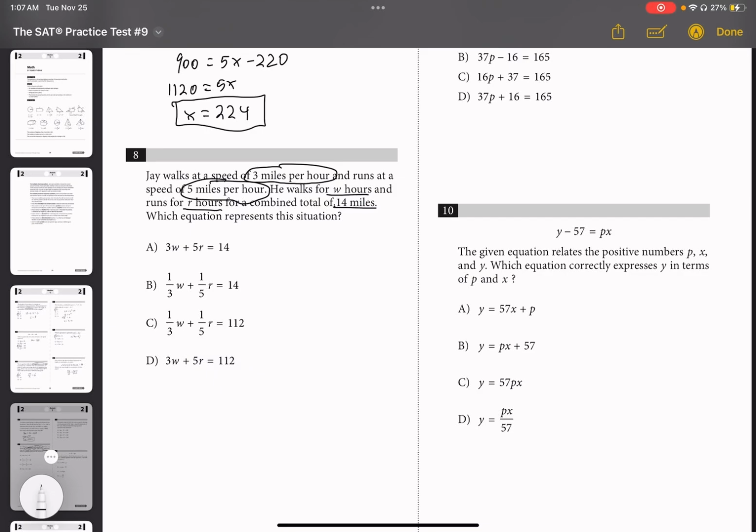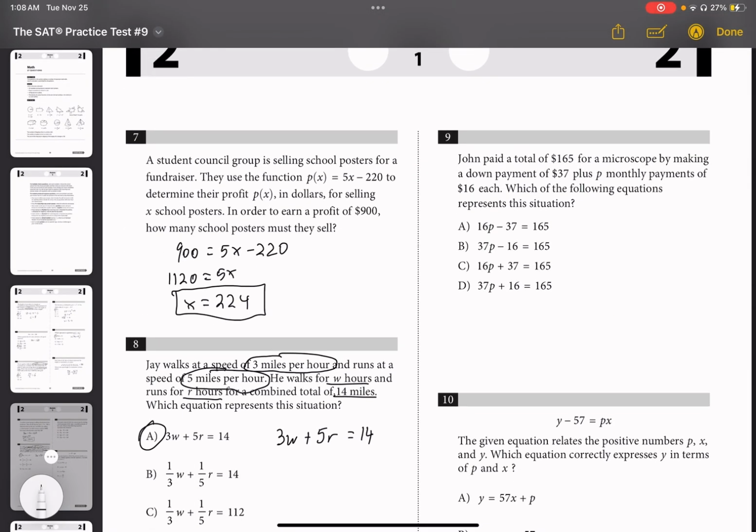Okay, so we're only looking for one equation, not a system of equations. So if we know that he walks for W hours and his speed walking is 3 miles per hour, we know that the total amount of miles he walks is 3 times W. And then this applies for running, where it will be 5 times R. And we know the total amount of miles in total is 14. So now looking at our answer choices, 3W plus 5R is equal to 14. That is going to be answer choice A, which is going to be our answer.